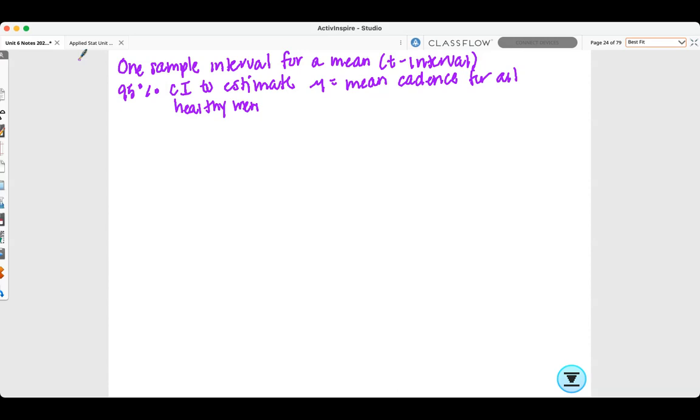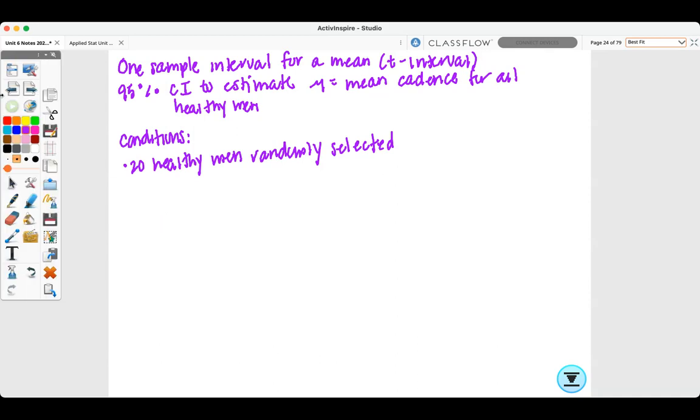Now our conditions. Twenty healthy men were randomly selected. With this, we do not know if our population distribution is normal, and our sample size is not large enough. So we need to go through and get a normal probability plot of the sample.